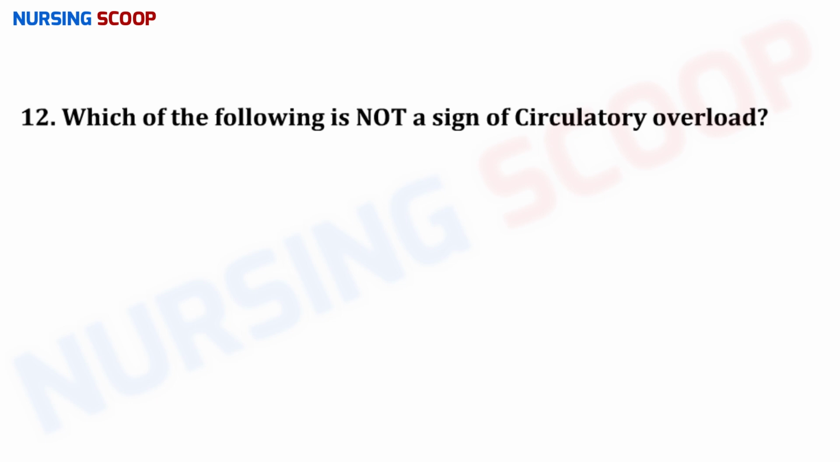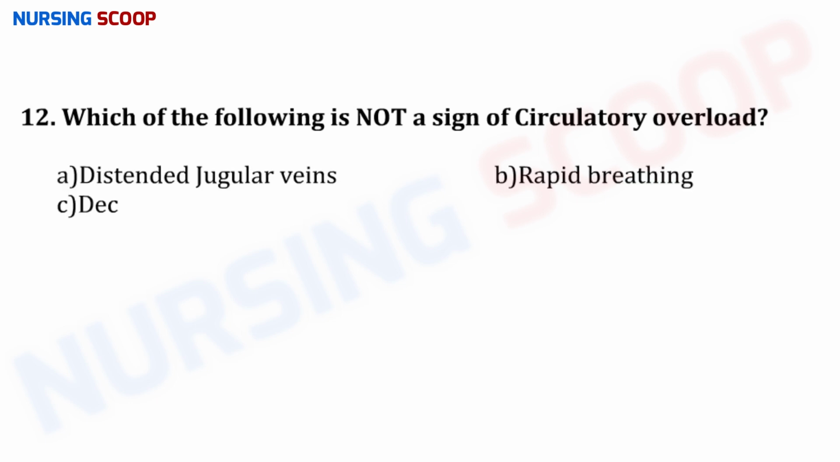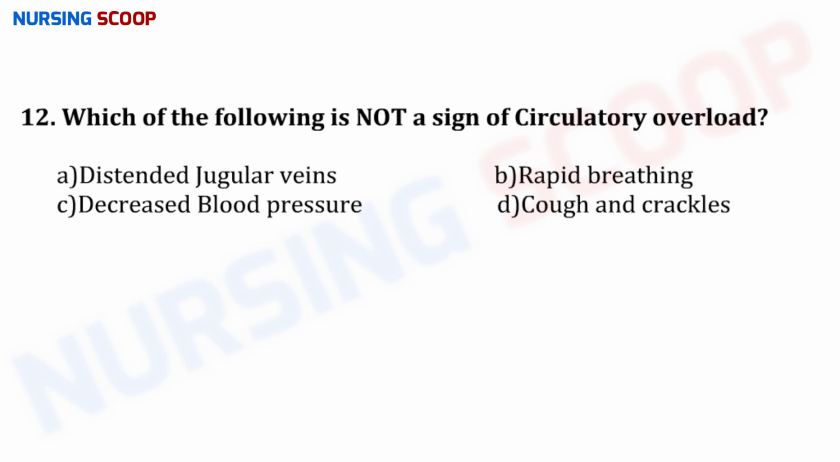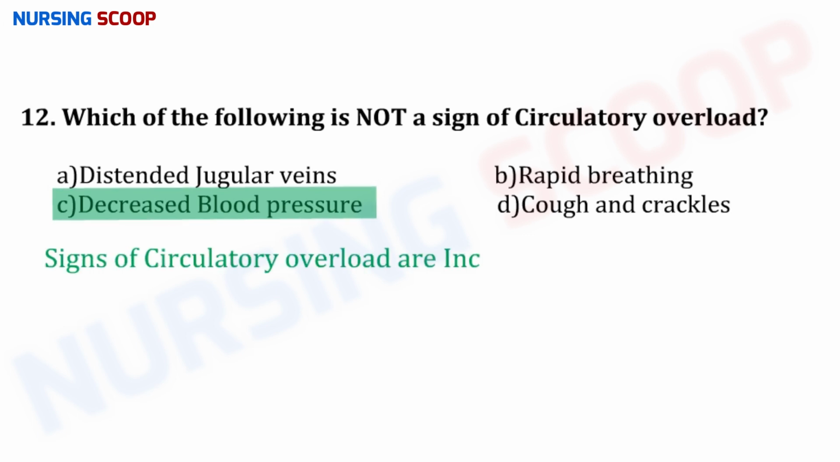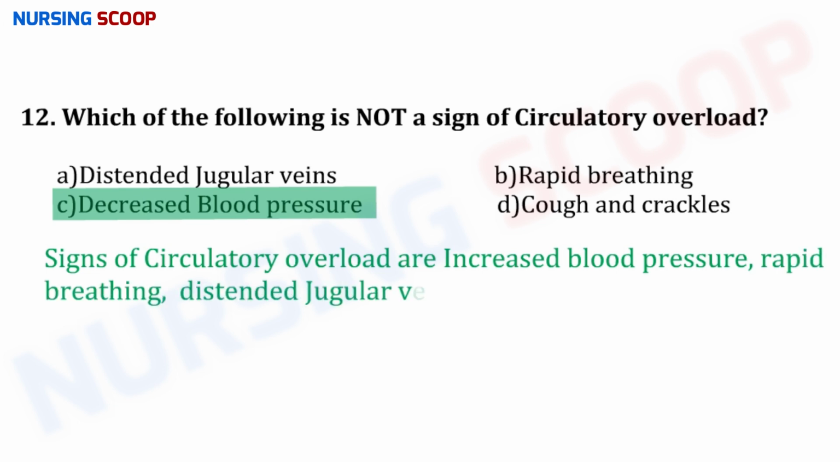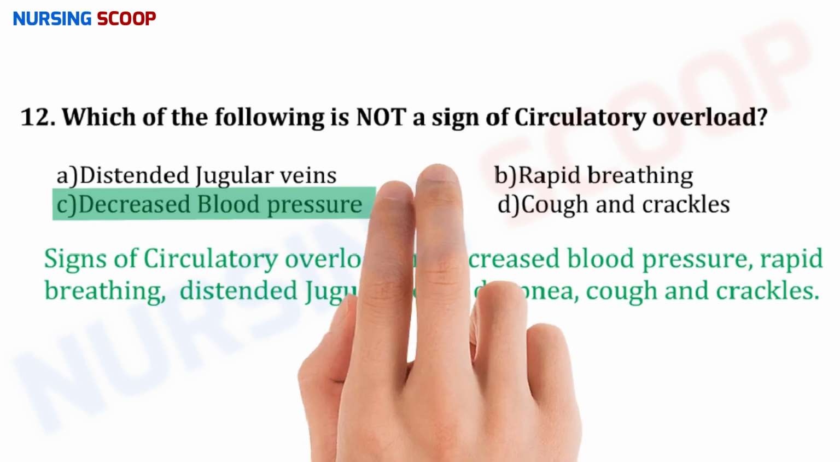So our next question is, which of the following is not a sign of circulatory overload? So here are the options: distended jugular veins, rapid breathing, decreased blood pressure, or cough and crackles. So the right option is option C, decreased blood pressure. As the signs of circulatory overload are increased blood pressure, rapid breathing, distended jugular veins, dyspnea, cough and crackles. So the correct option is option C.